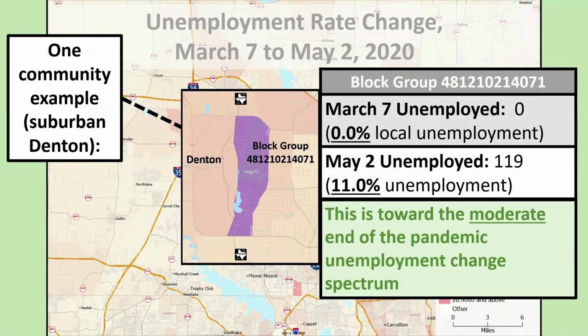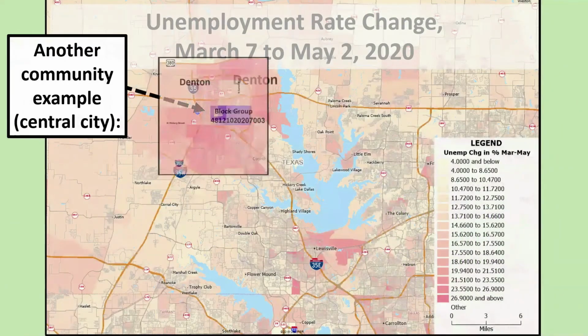We've got on the moderate end of the spectrum, this block group, this community in southeastern Denton. March 7th, no unemployment whatsoever. May 2nd, 11% unemployment, a tremendous shock. And yet the dimension of this crisis is so great that we would call this a moderate part of the pandemic employment change spectrum. So let's look at another neighborhood where that's not quite true.